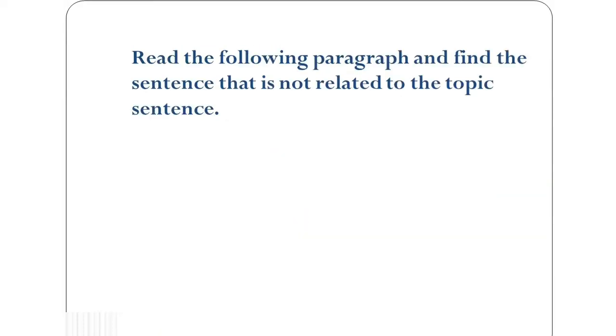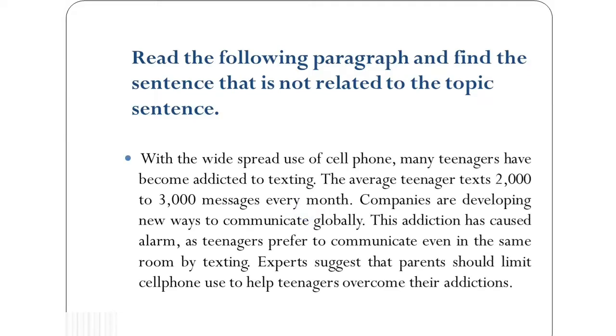Let's read the following paragraph and try to find the sentence that is not related to the topic sentence. With the widespread use of cell phone, many teenagers have become addicted to texting. The average teenager texts 2,000 to 3,000 messages every month. Companies are developing new ways to communicate globally. This addiction has caused alarm, as teenagers prefer to communicate even in the same room by texting. Experts suggest that parents should limit cell phone use to help teenagers overcome their addictions.